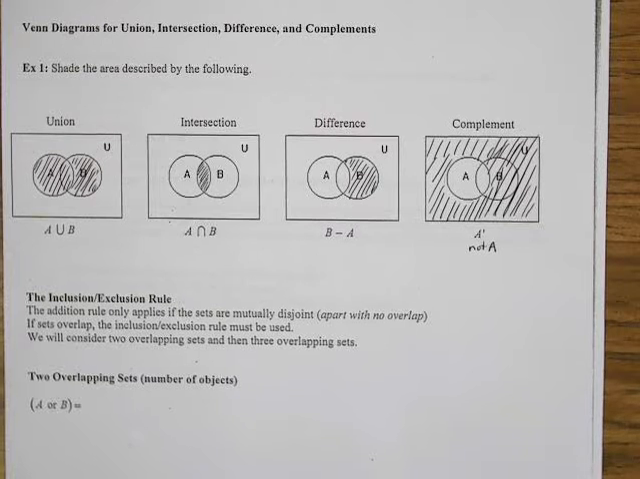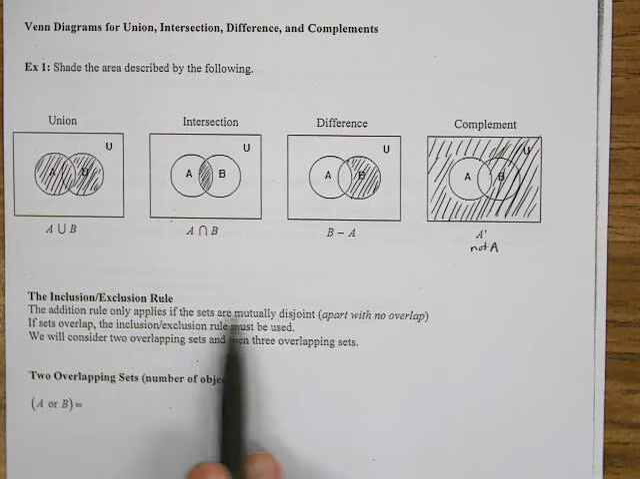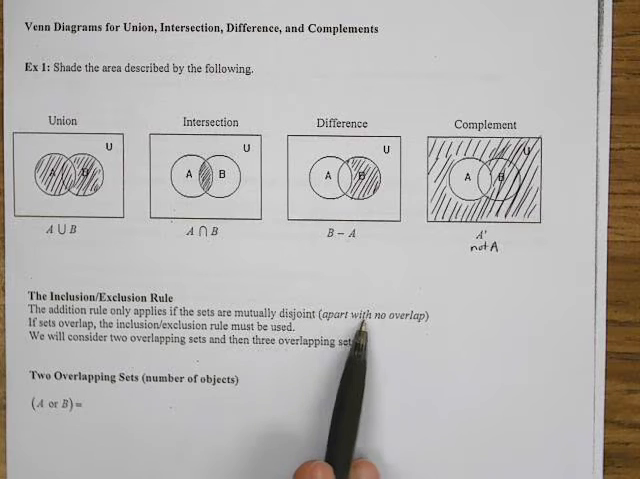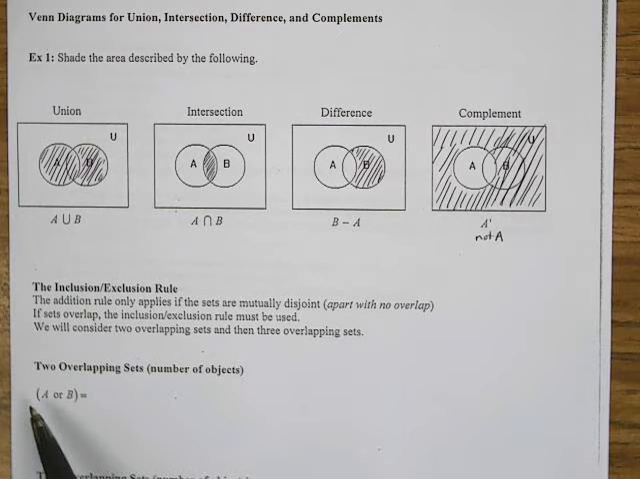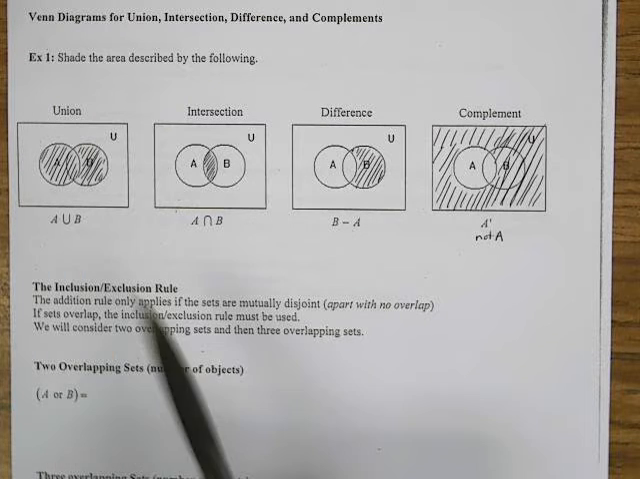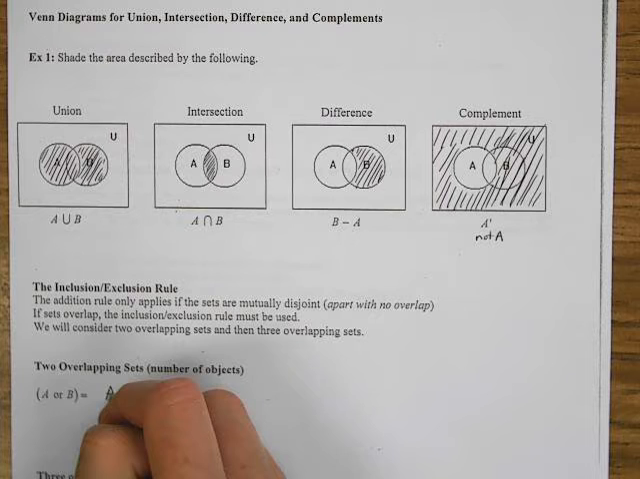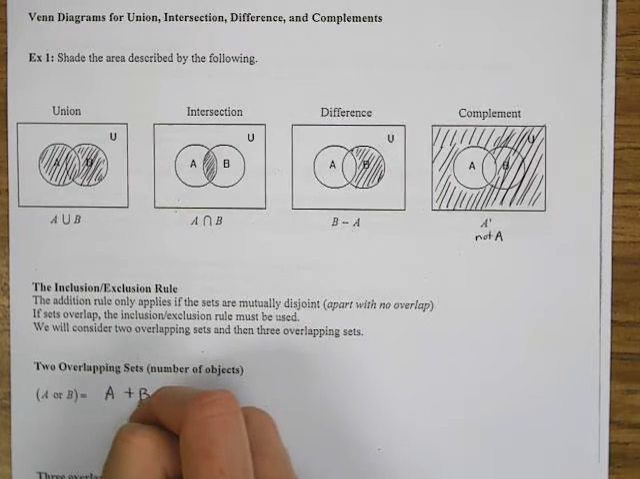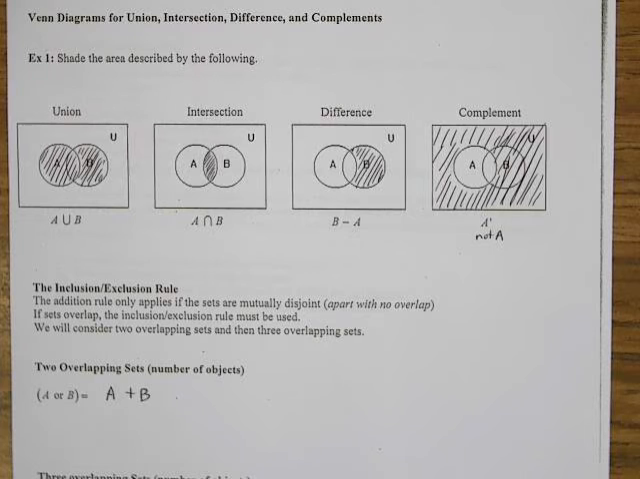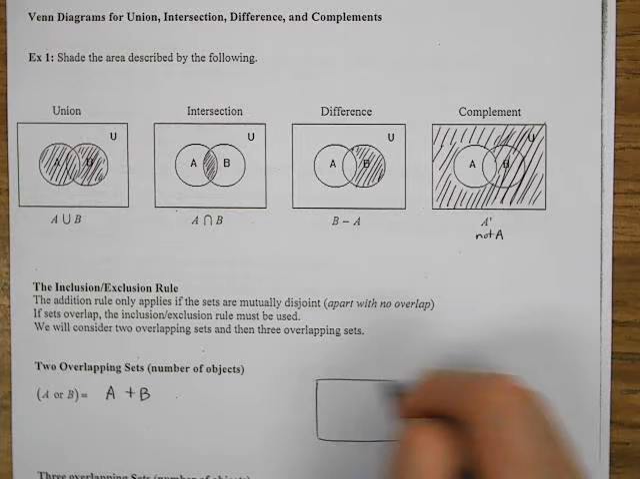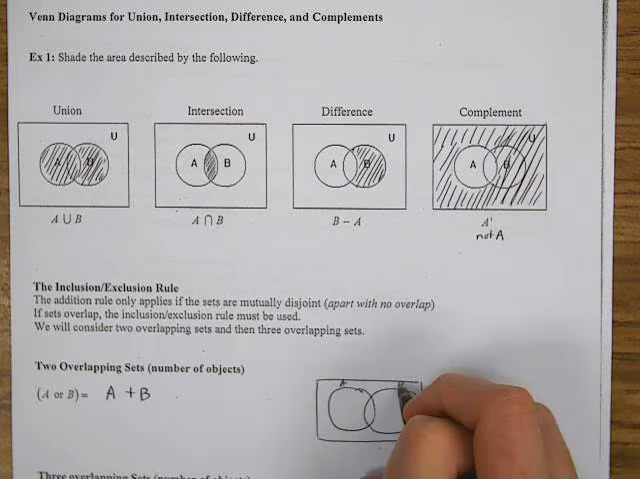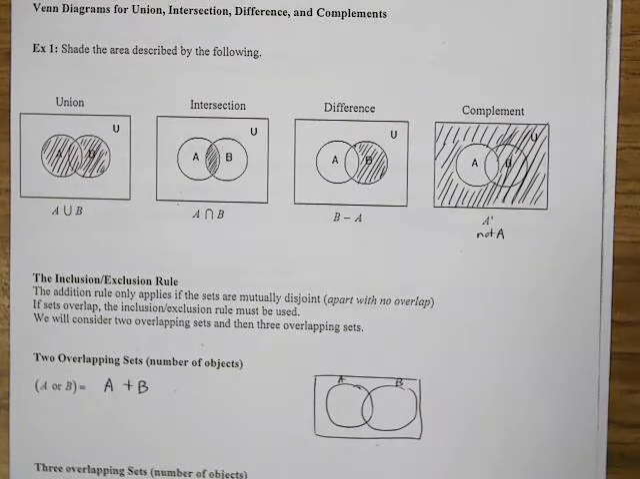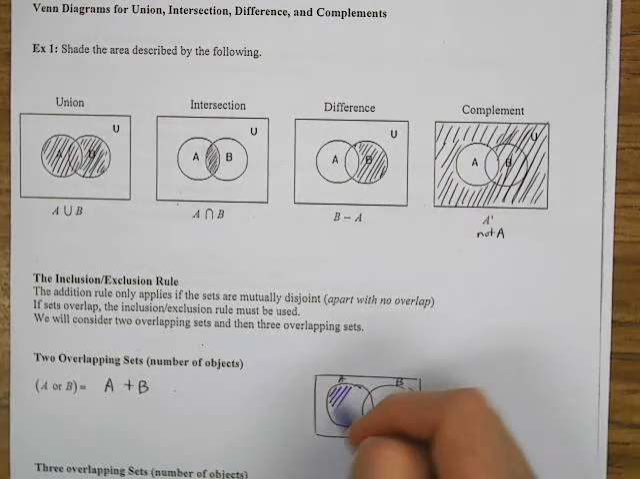All right, inclusion-exclusion rule. The addition rule only applies if the sets are mutually disjoint. They are apart with no overlap. So in other words, if I want to say everything that's in set A or B, right, I cannot just say that it's set A plus set B. If you look up at the diagram, I hope you can see why, right? If we draw kind of a picture here, let's redo it. Here's set A, and here is set B. So if I want A or B, well, let's think about A. Let's make A purple.